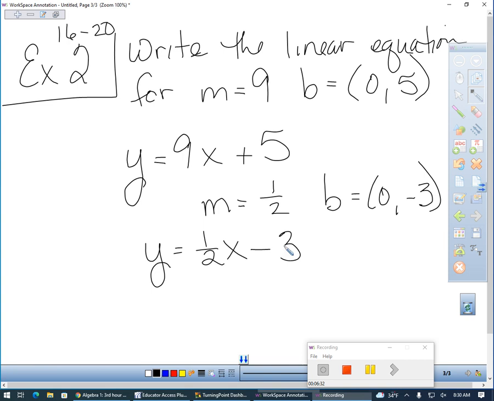All right, you guys. So, in the next section, we're going to talk about writing the equation from a graph. Okay? So let me get some graph paper up here really quickly.